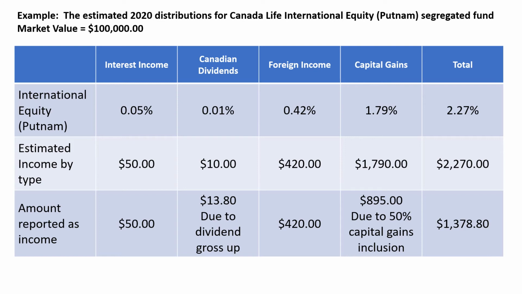Included in the sample slip is how the amount needs to be reported as income. For example, interest income is 100%. The Canadian dividends are reported with the dividend gross up and 50% of the capital gains.